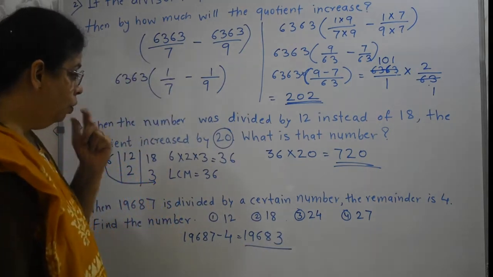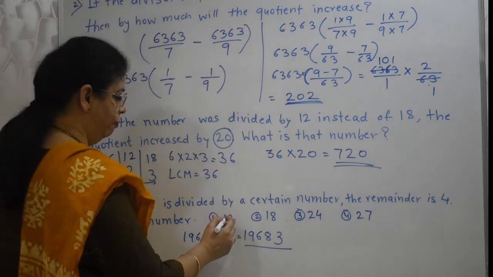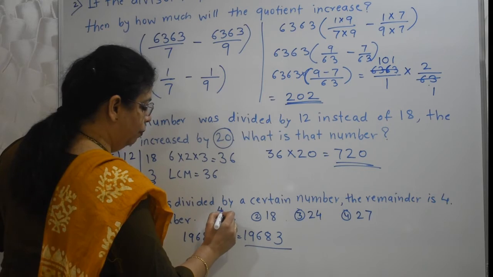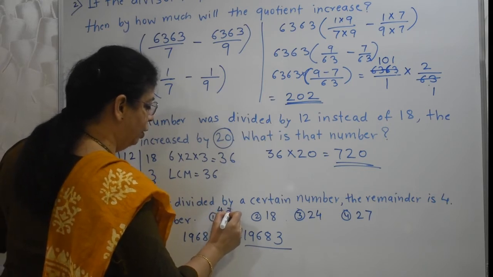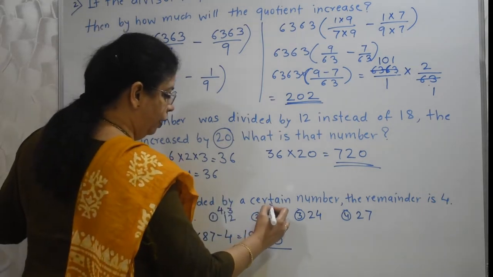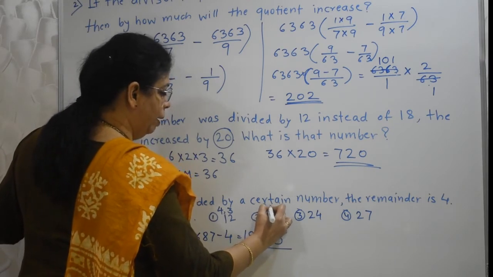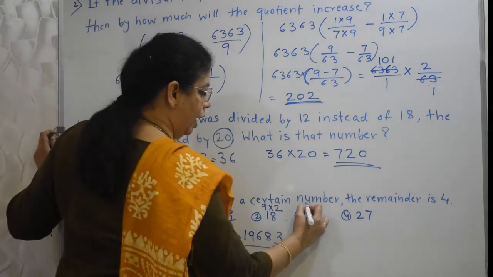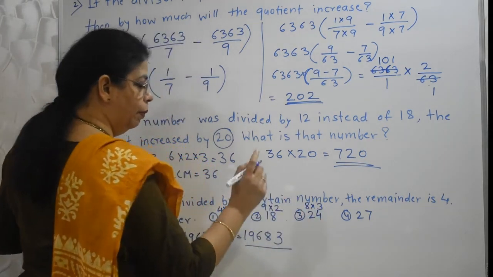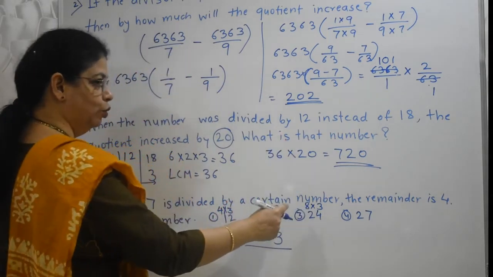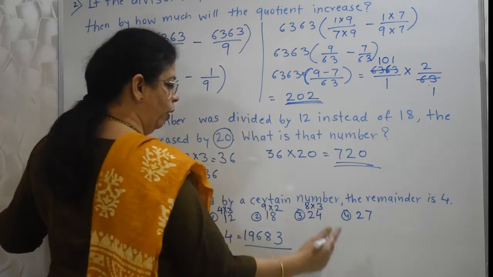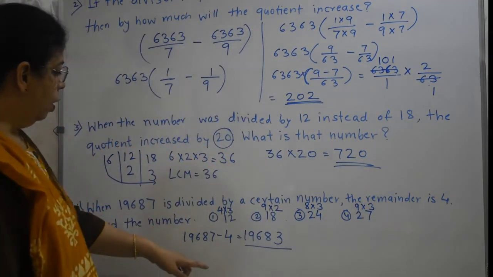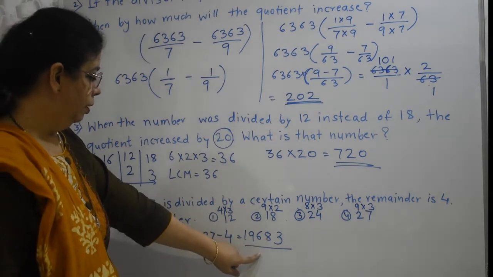Okay. Now comes this option, 12. What is the divisibility of 12? Completely divisible by 4 and 3. What is the divisibility of 18? Completely divisible by 9 and 2. Okay. 24 is 8 into 3. So the number should be divisible by 8 also and 3 also. Then we can say the number is divisible by 24. 9 and 3.